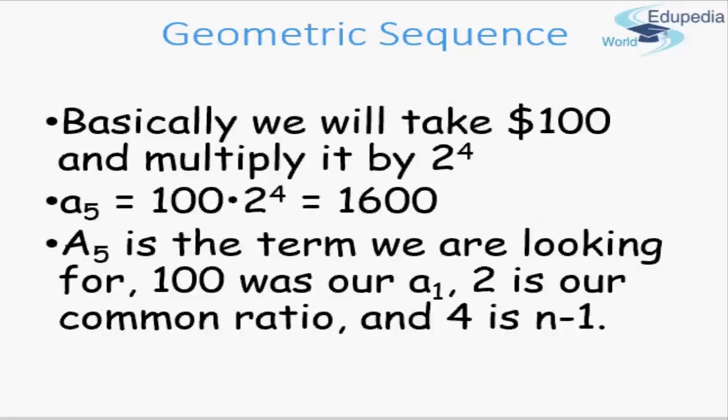In the previous example that we saw, the first term is $100, just like the salary example. After $100, we get the fifth term by multiplying it by 2 to the power of 4, and we get 1600. This is exactly like the salary example that we saw. So a5 is the term that we're looking for, that is the fifth term of the series. 100, as we know, is the first term. 2 is our ratio, and the exponent is n-1. That is, n is 5, so n-1 is going to be 4.